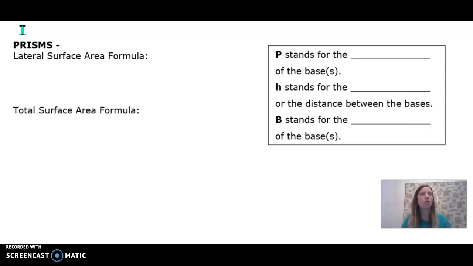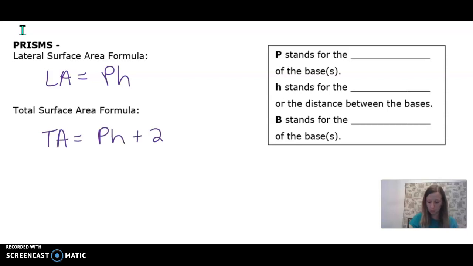Okay, so let's go ahead and look at the formulas and then talk about what some of the letters in the formulas mean. So the lateral surface area, and I'm going to use LA for lateral surface area, is pH. Seems easy enough. We're only multiplying two things together, right? And the total surface area, and I'm going to use TA for that, is pH plus 2B. Remember, total surface area includes the bases, and that's why there's a 2 in front of it, because there are two bases in a prism.